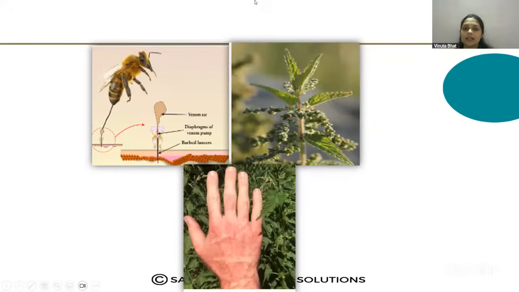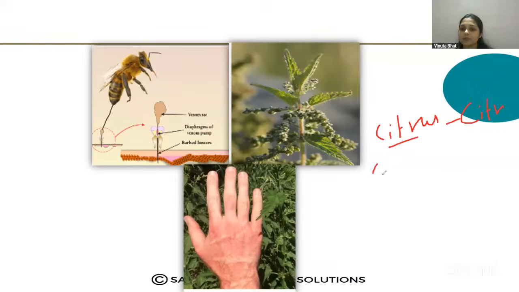And some food items also contain acids, but they are helpful. Like citrus fruits, they contain citric acid.